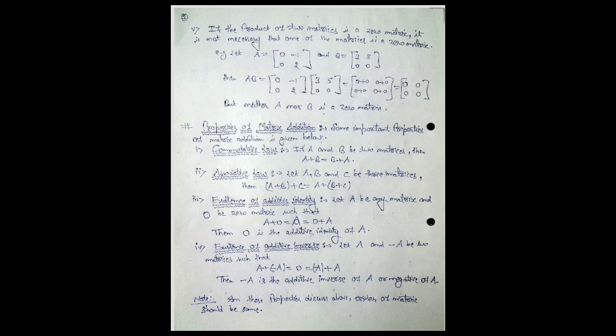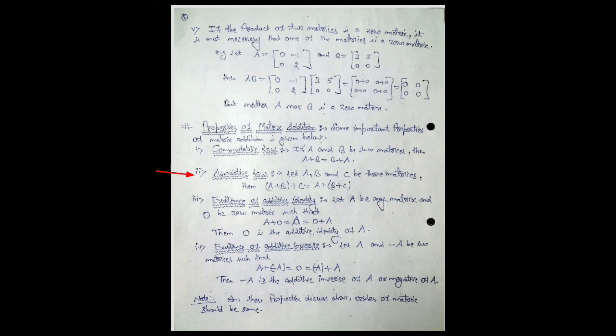The first property is commutative law. This law states that if A and B are two matrices, then A plus B equals B plus A. It means if we find the solution of A plus B, it is the same as the solution that comes from B plus A.